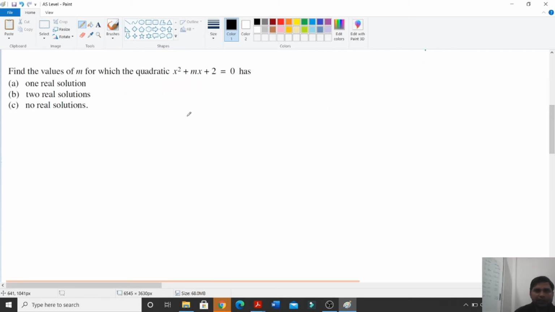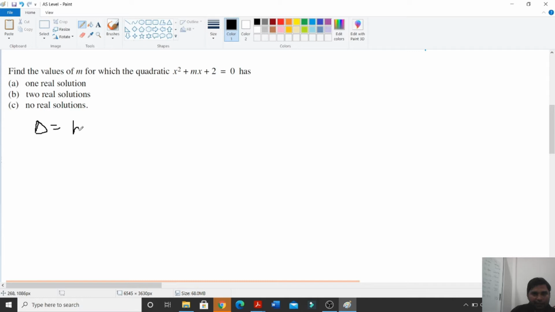See, the question is, find the values of m for which the quadratic x square plus mx plus 2 equals to 0 has one real solution, two real solutions and no solution. That's the question. So what we'll do, first we'll find out the discriminant, because discriminant will determine how many solutions are possible, right?